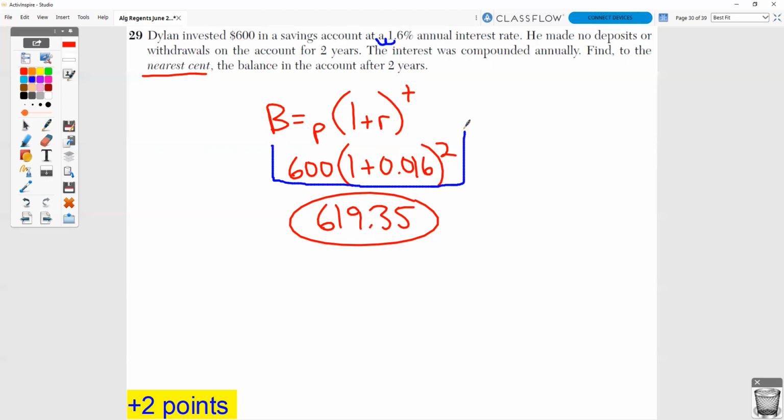You could type this part right into the calculator and round it to the nearest penny. It would be $619.35. If you set it up properly, you at least get 1 point, and then I would say the answer would be the other point. If you set it up wrong, maybe you had a minus sign, but then you solved it correctly, there's that double jeopardy concept, and you still get 1 out of 2.